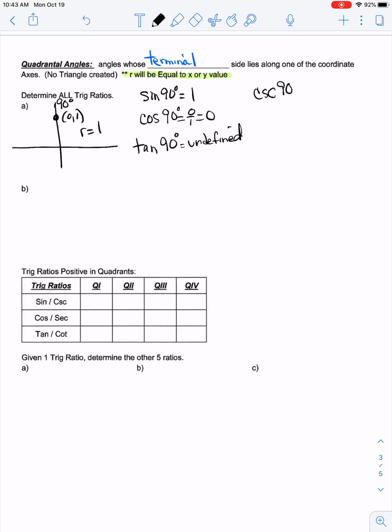Cosecant of 90 is 1. Secant of 90 is going to become undefined. Remember, you can't divide by 0. Cotan 90 is going to be 0. All right, so that's the first quadrantal.